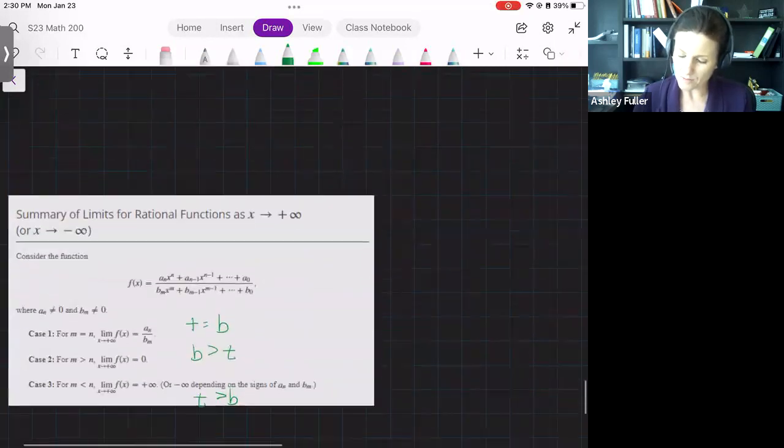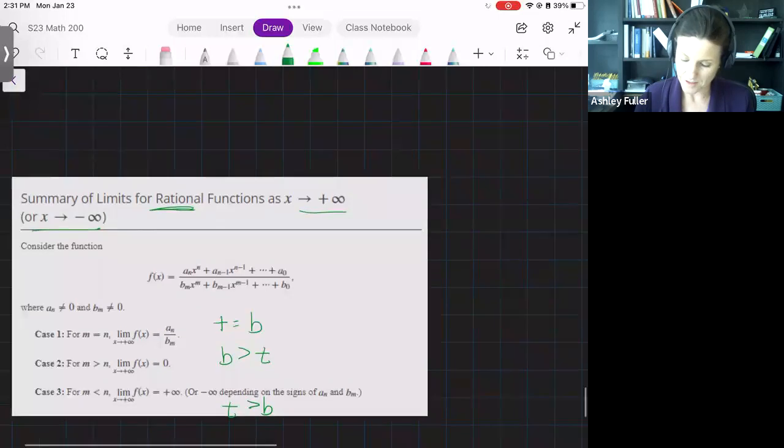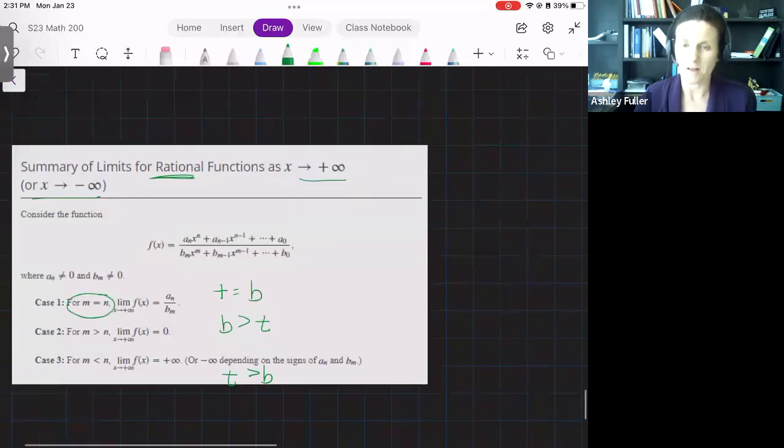Well, there are 3 rules that we can apply for rational functions. Please note they have to be rational functions as x goes to infinity, or we can apply the same rules to negative infinity. Basically, you just have to look at the degree of the polynomials. If the degrees of the polynomials are equal for the top and the bottom, then all you care about are the leading coefficients, and that's the limit it will reach.